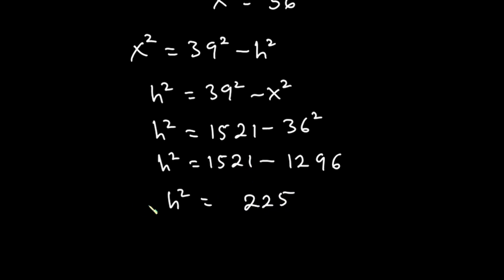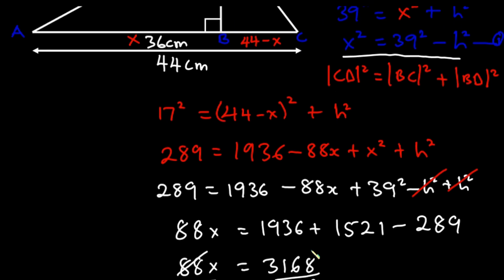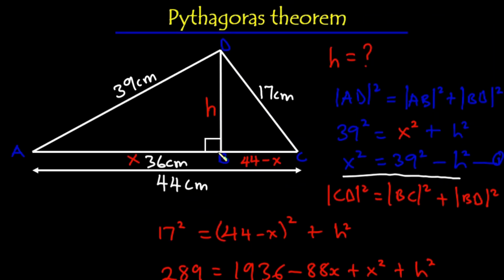Now we are looking for h, so let's take the square root on both sides of the equation so that this will cancel this. Now we have h is equal to the square root of 225, which is 15 centimeters, and this is the final answer. So it means that the distance from B to D is 15 centimeters. So guys, this is how you can use Pythagoras theorem to solve this problem.